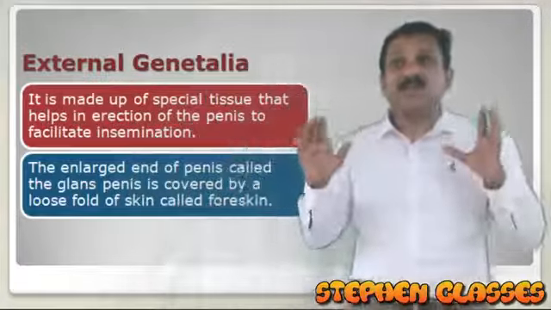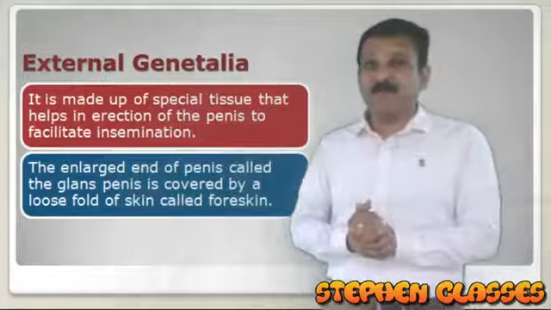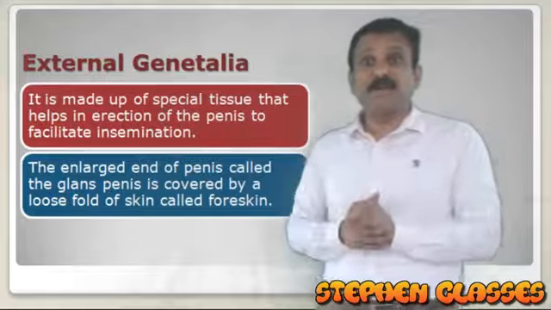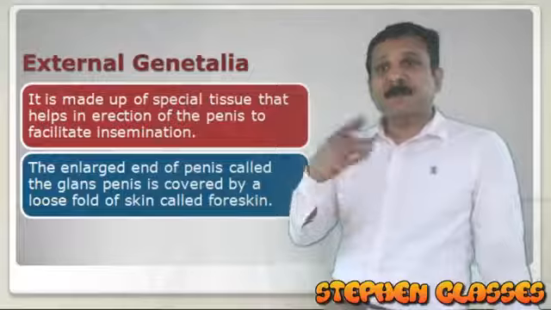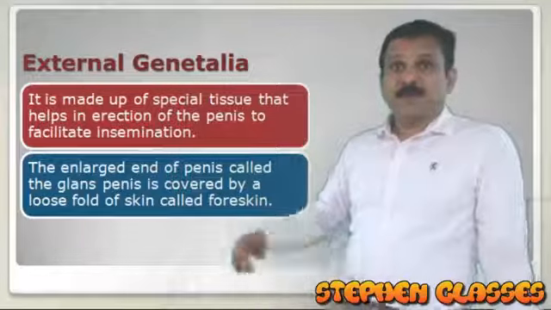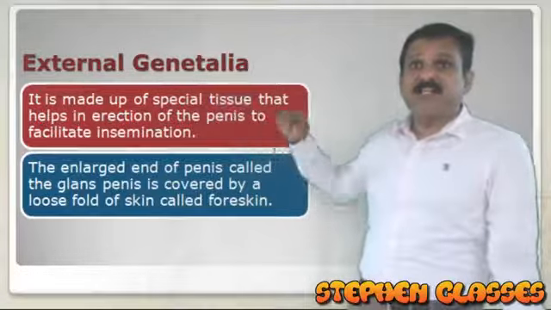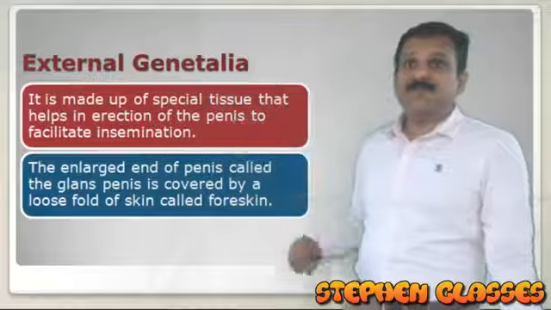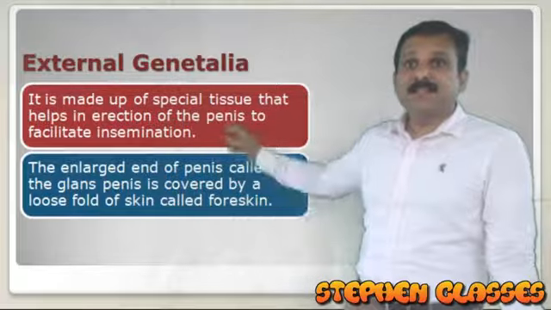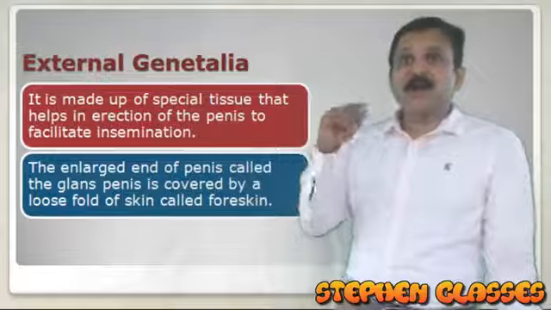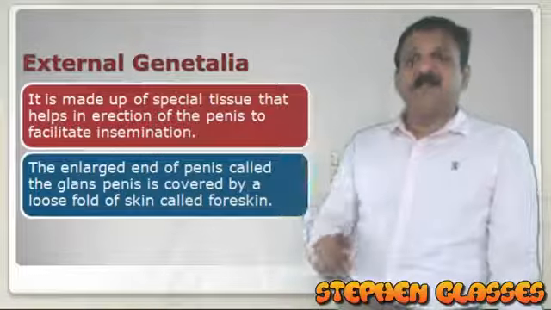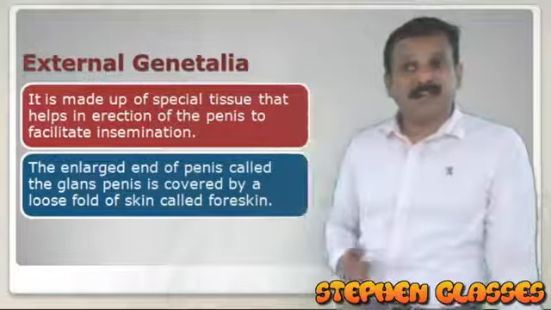There are external genitalia in males. What do you mean by external genitalia? Those parts of the male reproductive system which are found outside. External genitalia include the penis, and this penis is used for insemination, or for transferring the sperm cells into the female genital tract.